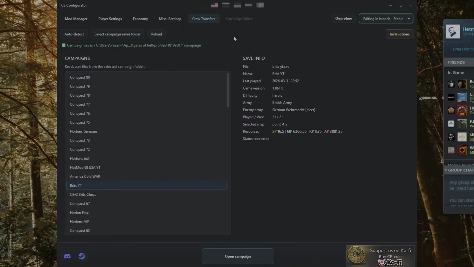One of the coolest things about this mod is that it enables crew transfers. I had a big rant, made a huge video complaining about how bad the Conquest is and what options could be introduced to Conquest to make it better. I specifically asked for crew transfers, for tanks, for artillery, for stuff like that.